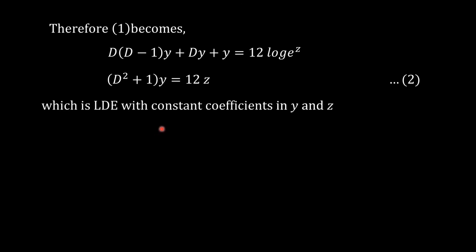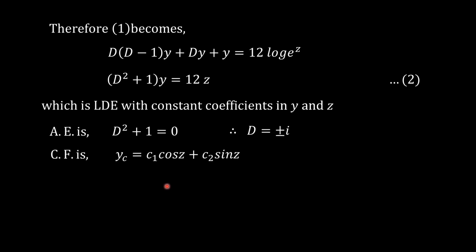Now we are going to solve this. Auxiliary equation is D^2+1 = 0 and roots are D = ±i. Hence, complementary function is yc = c1 cos z + c2 sin z, as our independent variable is z now.